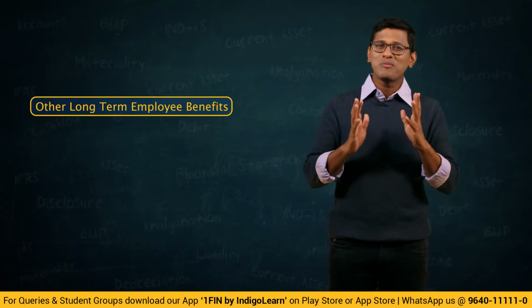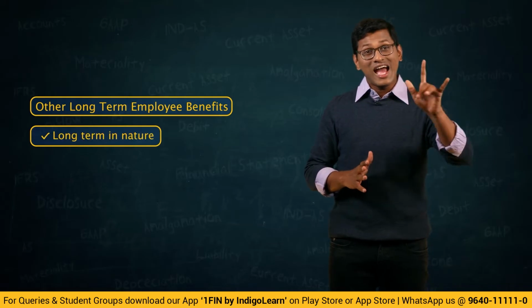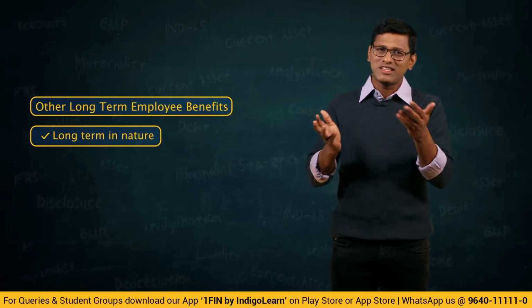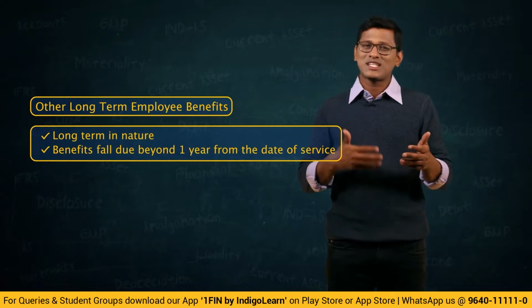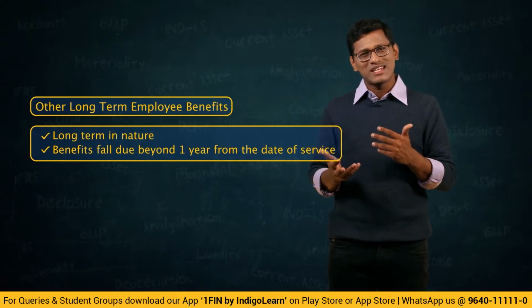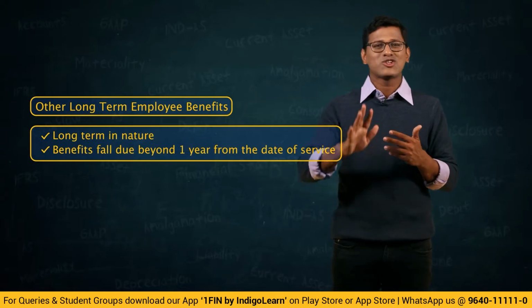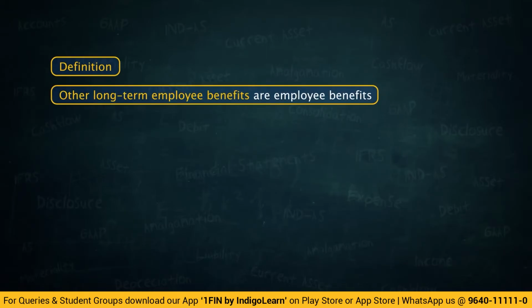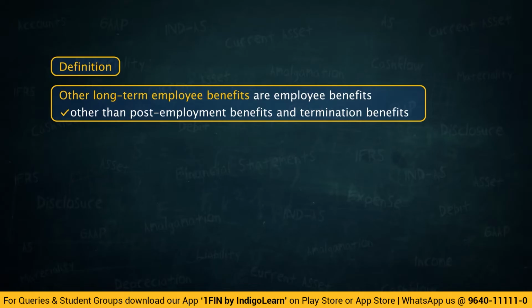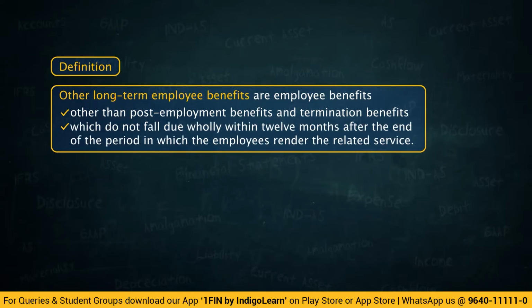If there are employee benefits which are long term in nature, and when I say long term, these benefits are falling due beyond 1 year from the time when the service is actually done, such benefits are called other long term employee benefits. Let's look at the definition. So I gave you a couple of examples. We'll talk about them in detail in some time from now. Other long term employee benefits are employee benefits other than post-employment benefits and termination benefits which do not fall due wholly within 12 months after the end of the period in which employees render the related services. So basically they fall due beyond 12 months from the time of rendering services.